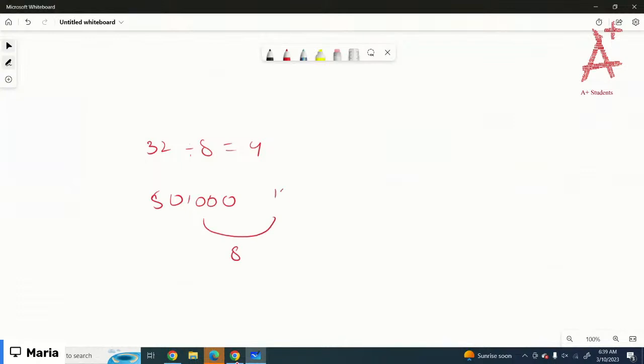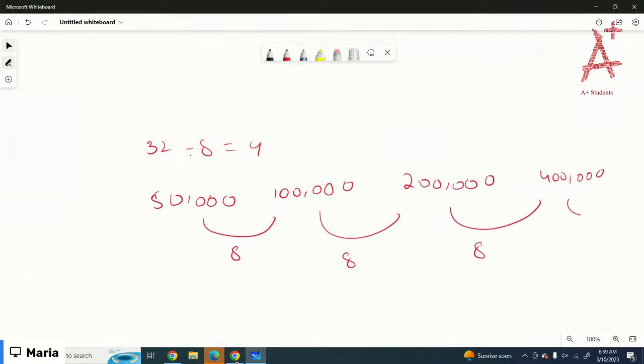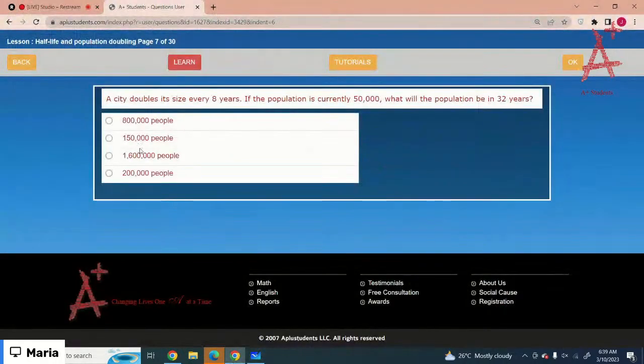After every 8 years, it would be doubled. 50,000 doubled is 100,000. Then after another 8 years, it would be 200,000. Then next 8, it would be 400,000. And the last, fourth time it is doubled, it would be 800,000. That means if the population started with 50,000, after 32 years, it is 800,000. Got it? So the correct option is 800,000.